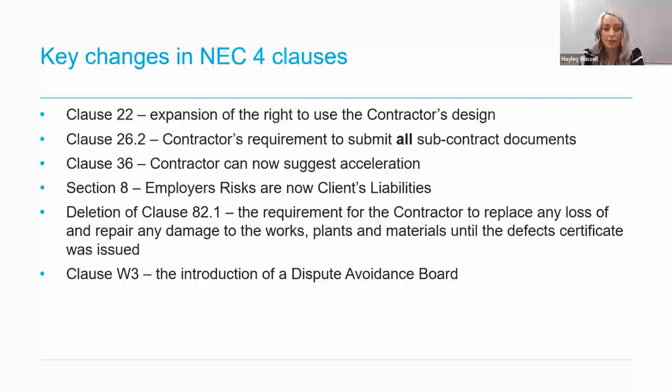Another welcome change is the deletion of clause 82.1. This clause required the contractor to replace any loss of and repair any damage to the works, plant and materials until the defects certificate was issued, unless otherwise instructed by the project manager. Whilst the contractor would have been entitled to a compensation event if the damage was not their fault, it was still a very onerous clause and could cause issues, for example, if the contractor and employer were in dispute as to whether the damage was the contractor's fault.